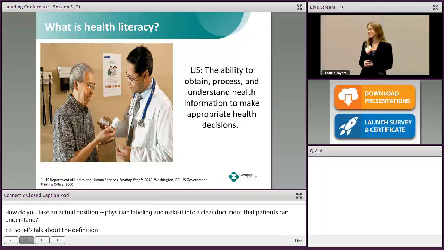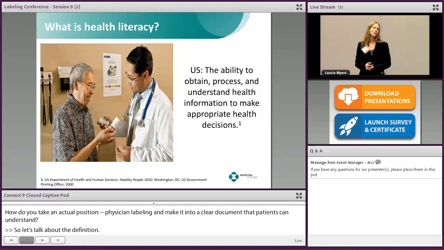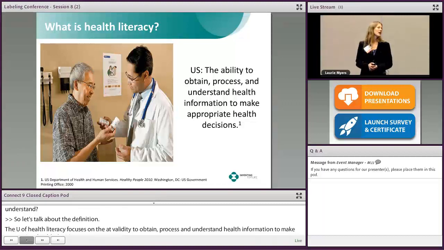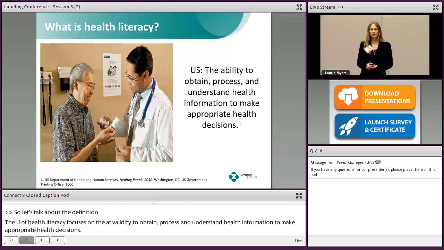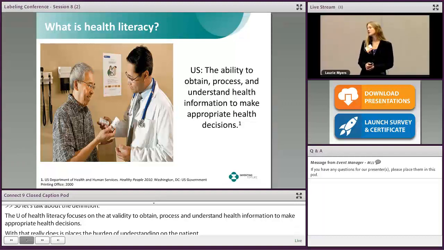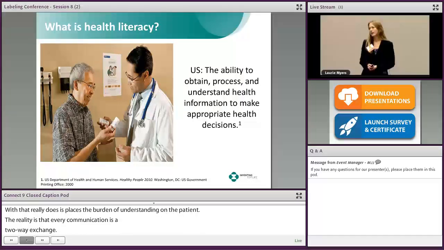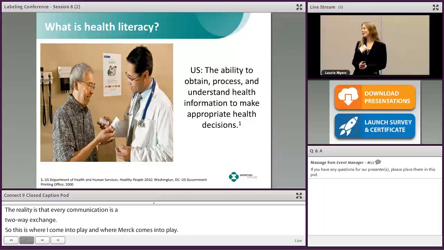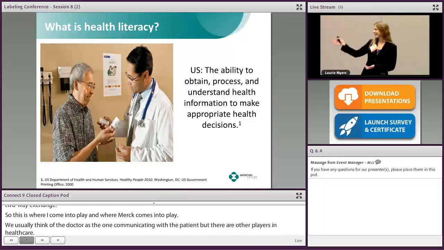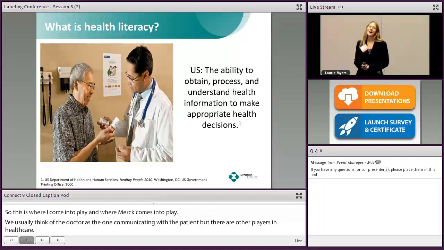So the US definition of health literacy focuses on the ability to obtain, process, and understand health information to make appropriate health decisions, rather than informed. We're evolving. But what that really does is places the burden of understanding on the patient. And the reality is that every communication is a two-way exchange. And so, this is where I come into play and where Merck comes into play. People usually think of the doctor being the one who communicates with the patient, but there's many other players in healthcare. So what can we do to simplify communications to really reduce the risk of patients misunderstanding? And that's at the core of this.